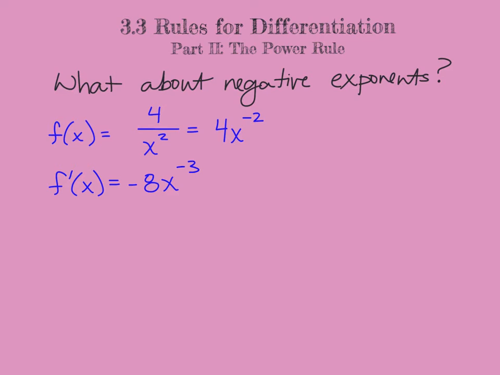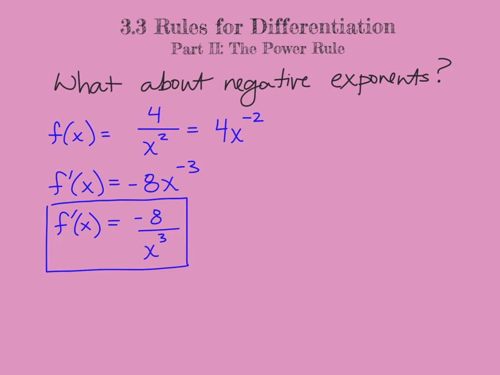And so we really haven't done anything mathematically different here. I'm just showing you what it's like to work with negative exponents on the power rule. Now, to write this in a more mathematically pleasing way, to write f prime in a final answer way, we do not want to write any final answers with negative exponents. And so we're going to put the -8 in the numerator, and then that x to the -3rd is really an x to the 3rd in the denominator. And so that's how we want to write our final answer.